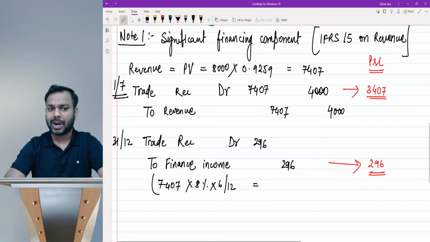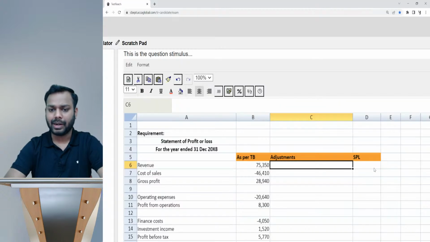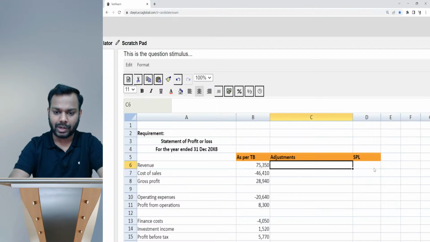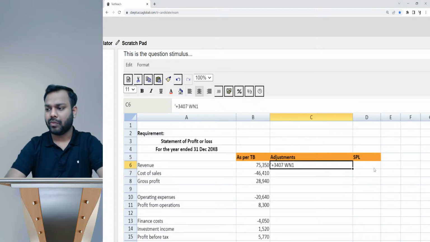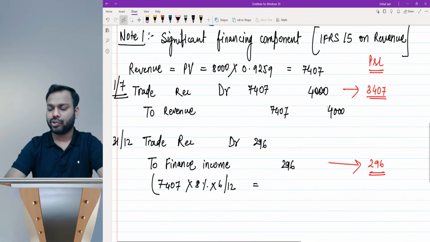As part of note 1, we have to increase our revenue and our finance income. So revenue, increase it, plus 3,407, working note number 1. So this 3,407 we have recorded.